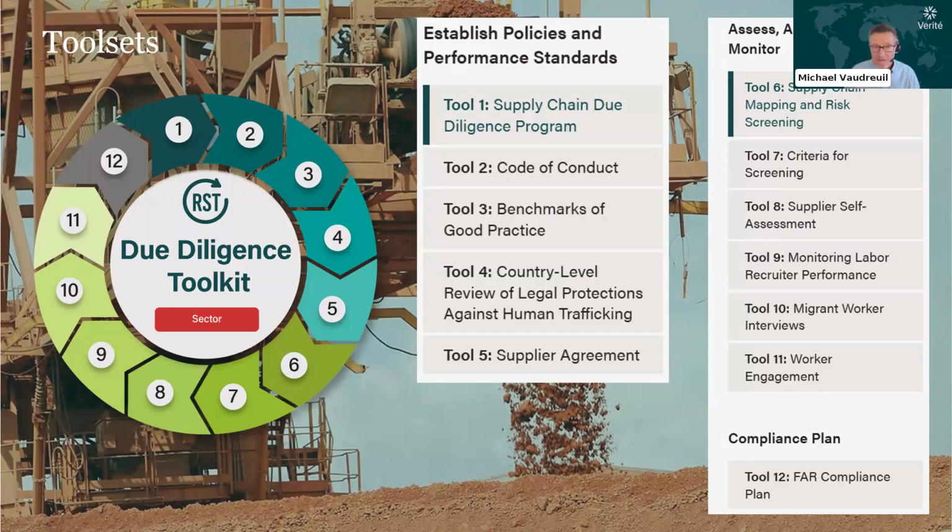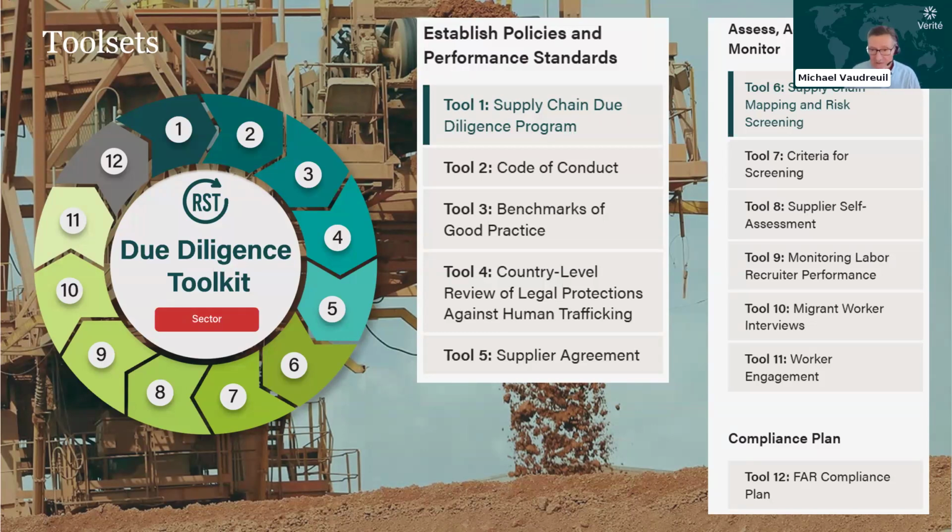Tool 9 goes along with Tool 7, which is how do you monitor the performance? How do you know that a labor provider, once you've brought them on board, is continuing to operate in a way that is in compliance both with legal requirements and is also meeting your own human rights and code of conduct expectations.